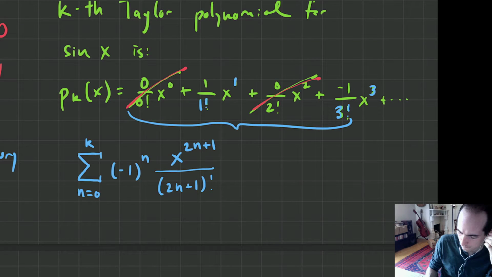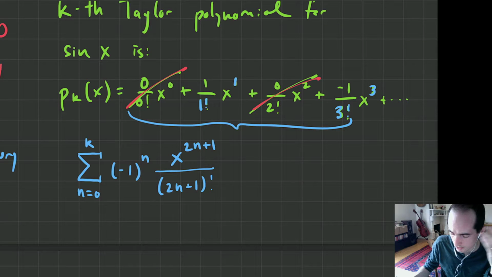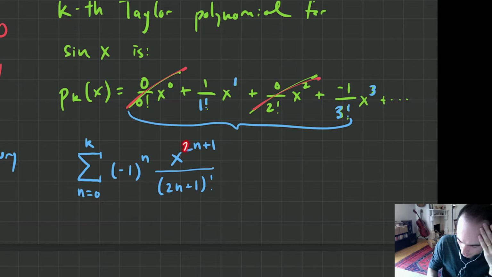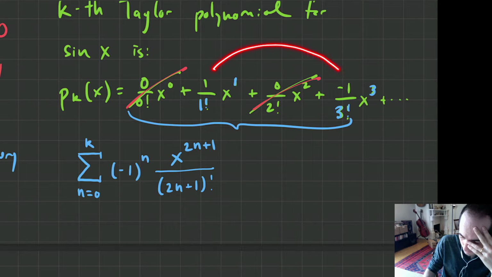So the idea is that we're skipping over those terms. The question was, how does this 2n plus 1 work, especially when we have terms that are 0? How do we get 0 out of this? Well, the idea is that we're just skipping over them.